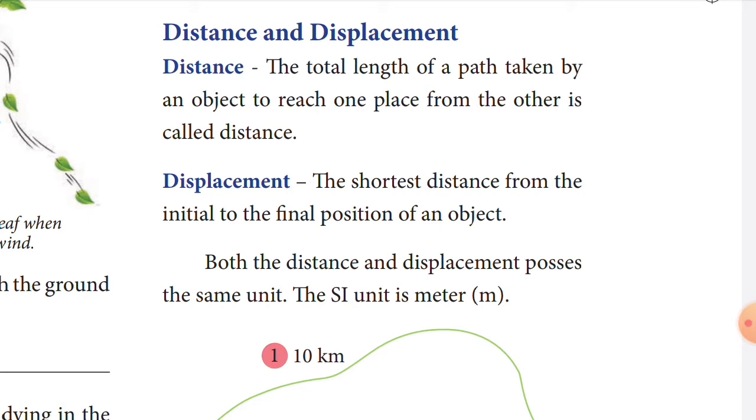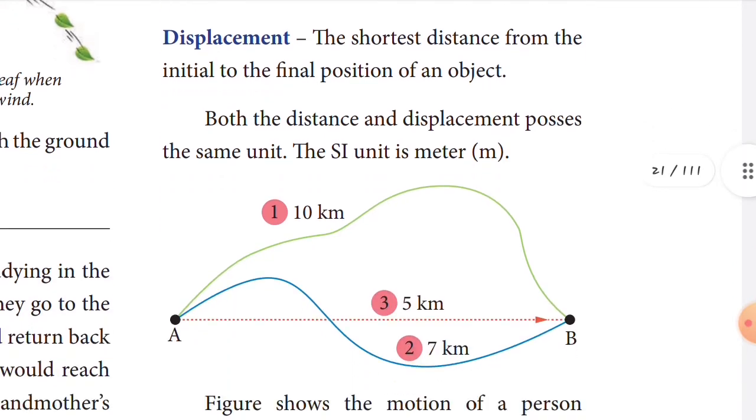Next, see the displacement, children. It is the shortest distance from the initial to the final position of an object. Both distance and displacement possess the same unit. The SI unit of distance is meter. In the same way, the SI unit of displacement is what? Meter. Here, children, see this diagram. Take a scale and two colors.